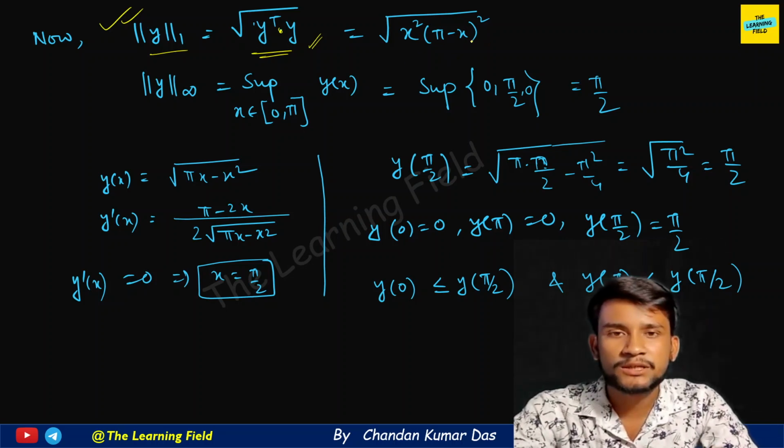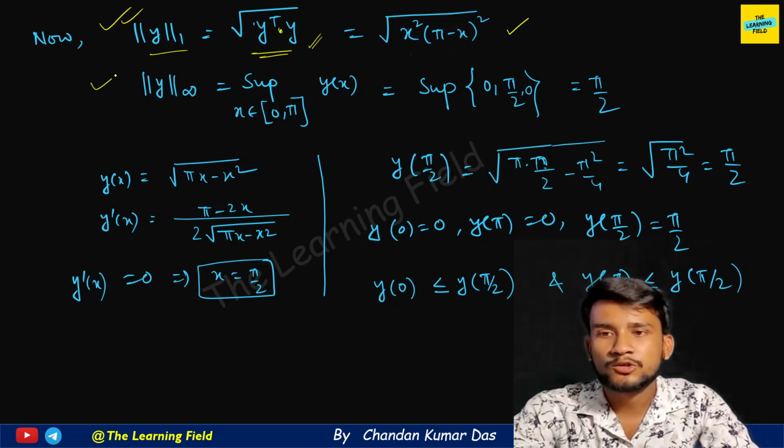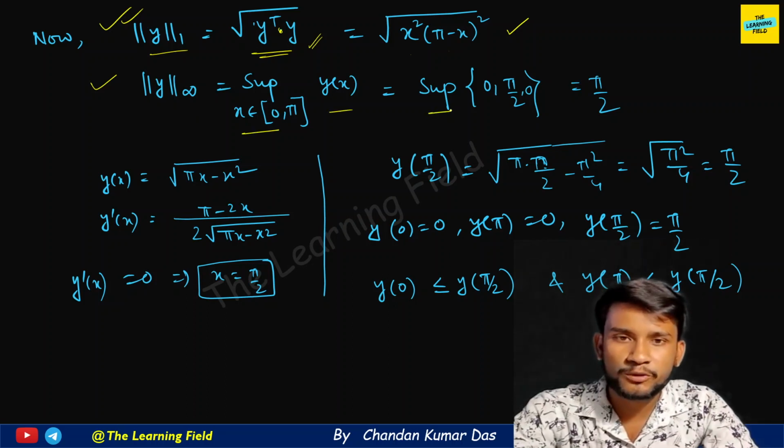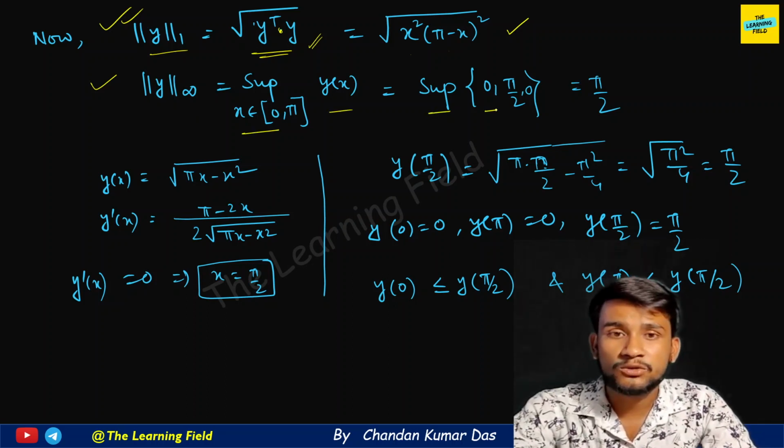Okay, so this gives x square into pi minus x whole square, and the supremum norm, that is norm infinity, is equal to the supremum of y(x), x belongs to 0 to pi, which is equal to the supremum of 0, pi by 2 and 0. This is equal to pi by 2. How do we get this pi by 2?